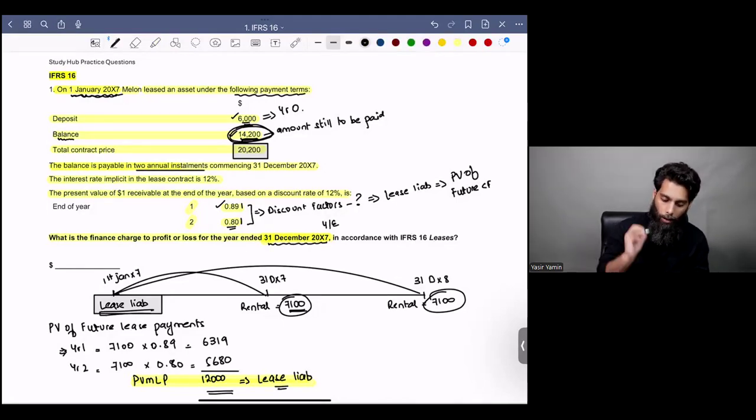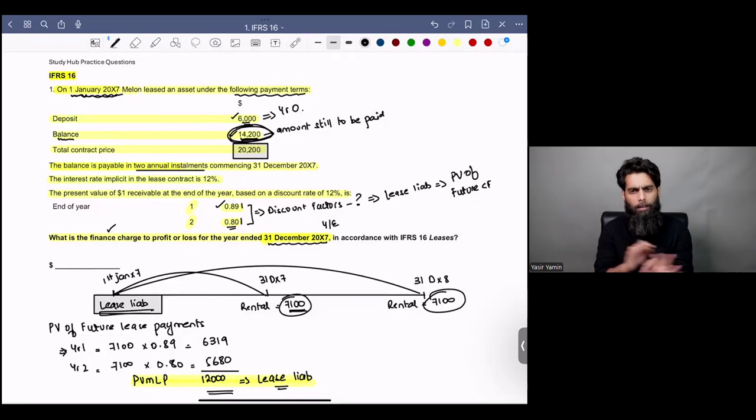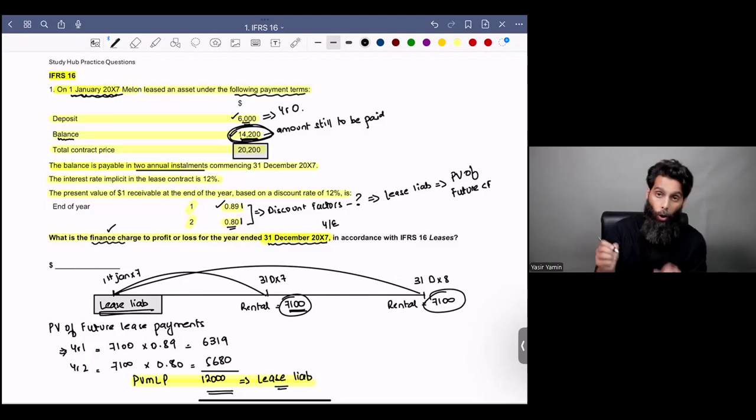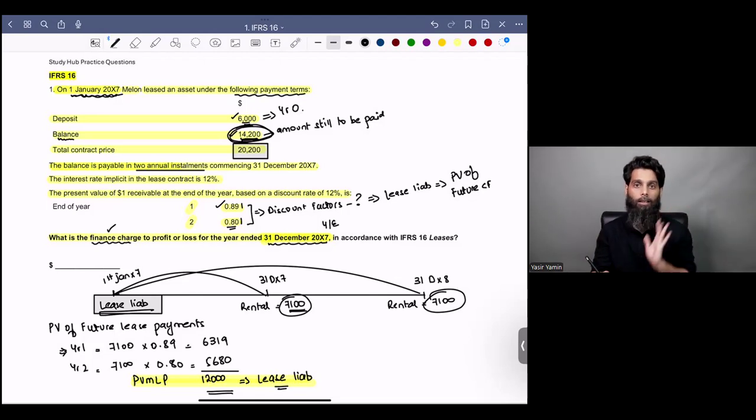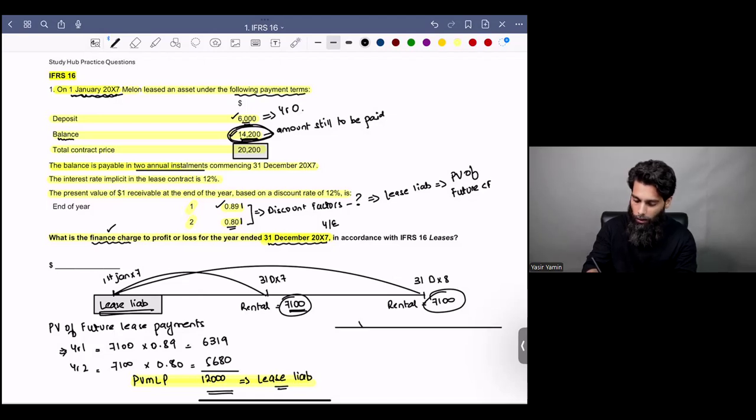All right. Now, once you know that you have a lease liability of 12,000, just go and see what your examiner requires. The examiner asks you a very simple question: what will be the finance charge on your lease liability for the first accounting year? Now, I can do this on a calculator even, but if you say so, I can just draw a lease amortization schedule in front of you, if that helps.